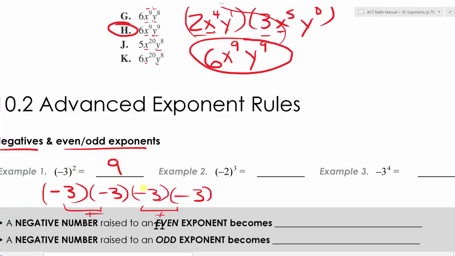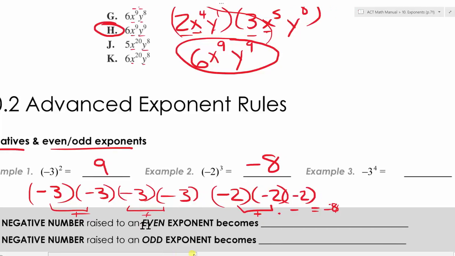In example 2, when we raise a negative to an odd power, remember this is going to be negative 2 times another negative 2. Well, these two negative 2's are going to give us a positive, but then when we do an additional multiplication by negative 2, we're doing a positive times a negative, and we end up with a negative result, in this case negative 8. So the point there is that a negative raised to an odd power is always going to remain negative.